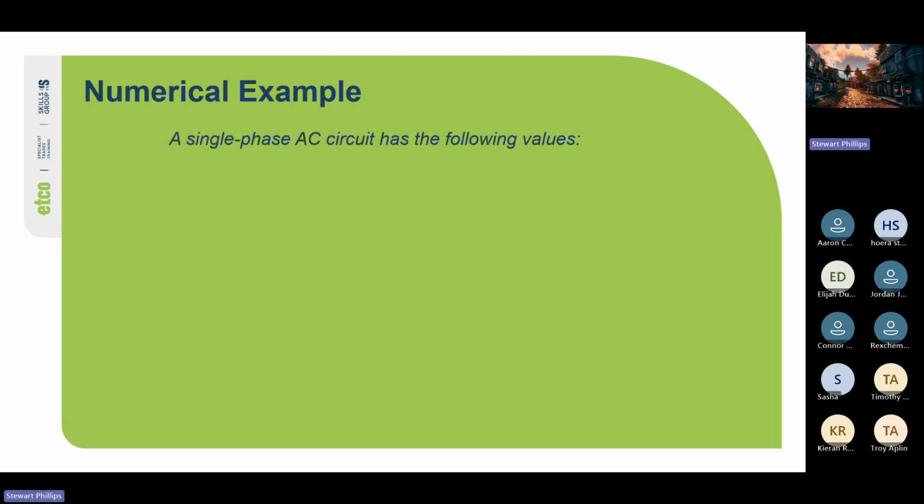Cool. So we'll have a look at an actual numerical example. So we have a single phase AC circuit with the following values. Our supply voltage is 230 volts. We have a current of 5 amps, an impedance of 46 ohms, and a resistance of 36.8. So quickly write those numbers down, and then we'll move into the actual calculation side of things.